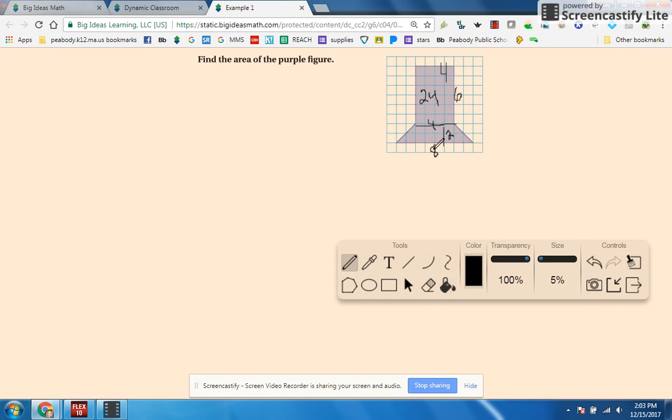So now I'm going to do base plus base. I'm doing this in my head. 8 plus 4 is 12 times the height. 12 times 2 is 24. Divided by 2 is 12. So the area of the trapezoid is 12 and the area of the rectangle is 24. So I'm going to add them together and I get a total area of 36. And this one doesn't have a label, so we'll do units squared.